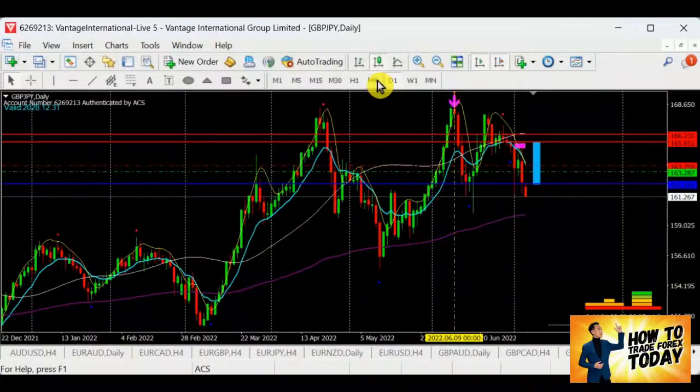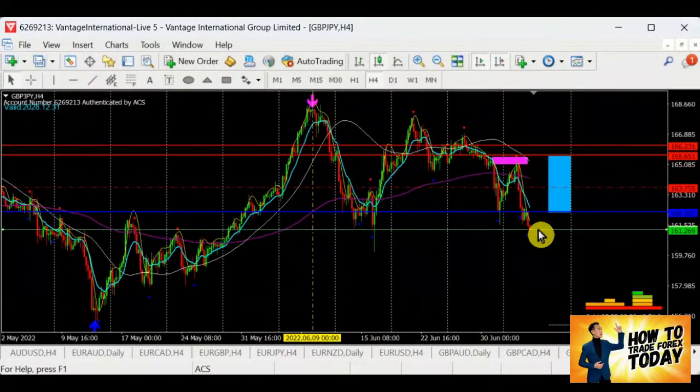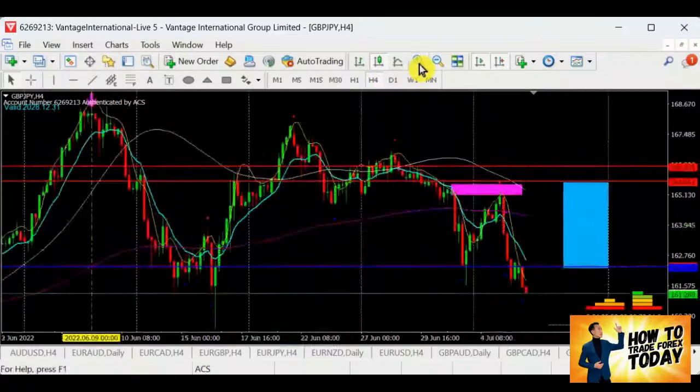Next, where is my next support? I will be looking at this level. Now we are on the support, and this support is actually quite strong, so please take note. The resistance level shall be here, slightly above. I'll just put it above so that you will be able to see.